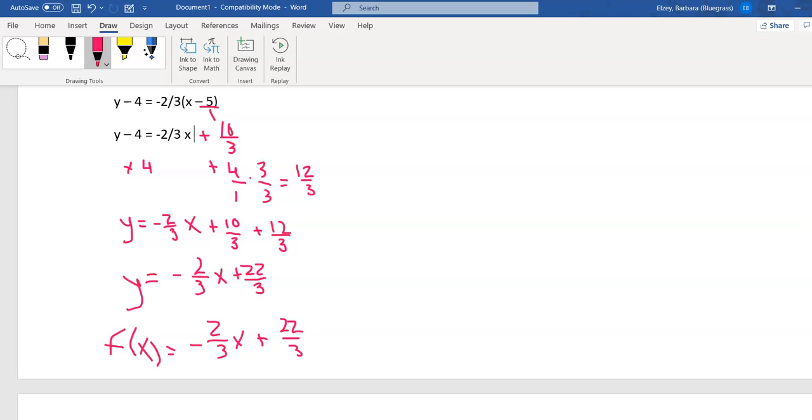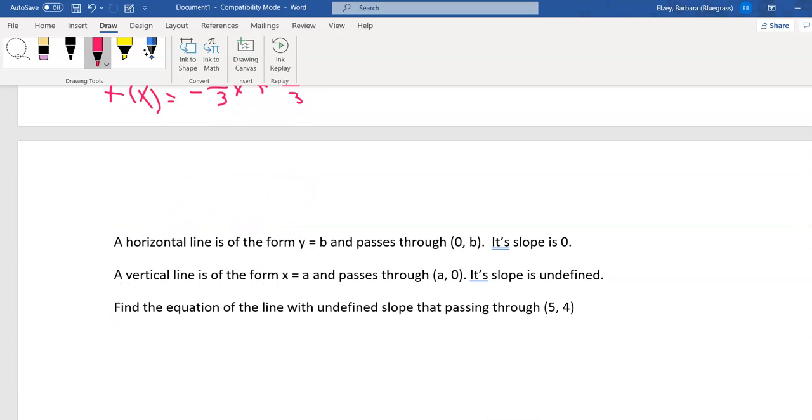All right, now let's look at two exceptions here. A horizontal line, we've seen these before when we were graphing piecewise functions, is of the form y equals b, where b is some number, and they always pass through the point (0, b) on the y-axis. The slope of a horizontal line is 0. A vertical line is of the form x equals some number a and passes through (a, 0). Its slope is undefined.